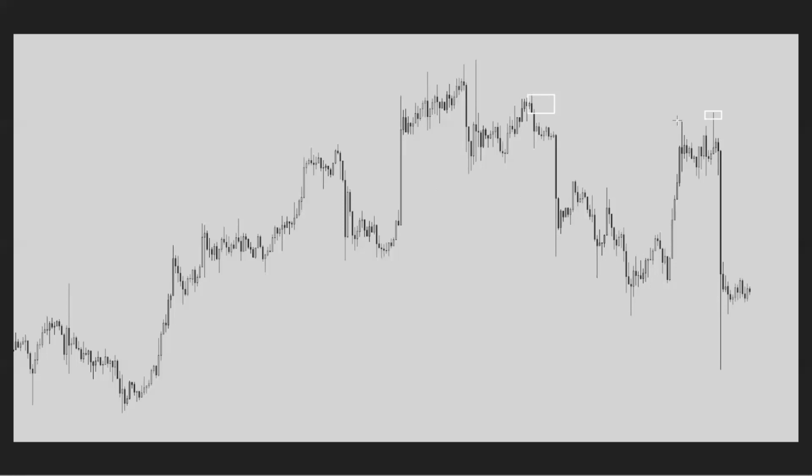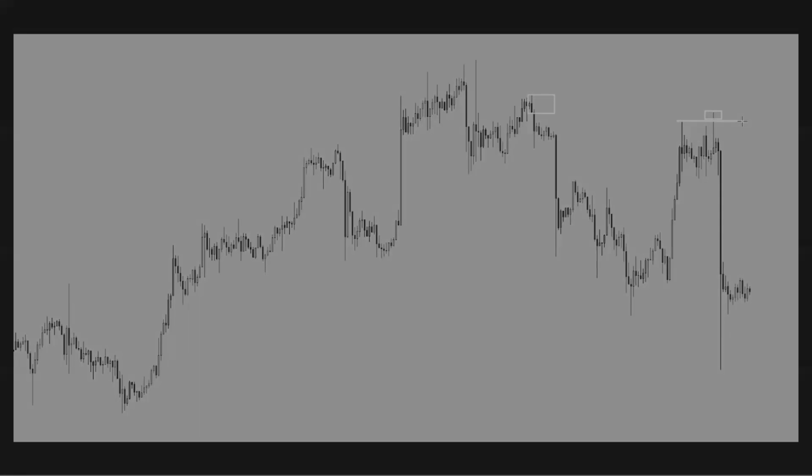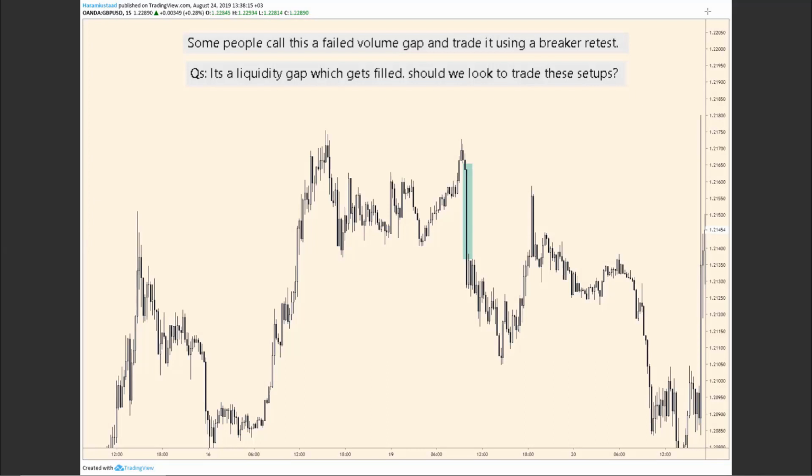And this is a nice kind of false break setup. I'm not entirely sure what the question is, but I think you're asking whether or not the quote unquote breaker, which is this here, right, is something you should be trading. And my answer to that is yes. But for me, that breaker, or you might call it ignored demand, it has to have some substance.